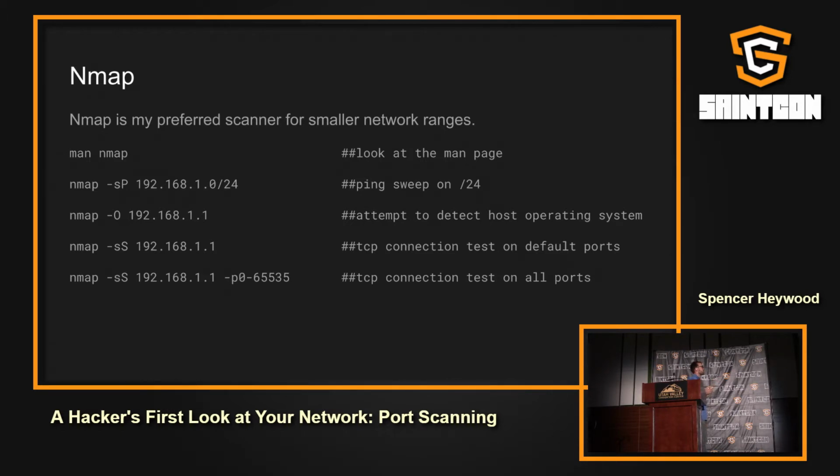This next command is nmap -sS, and this does a silent scan. So it does a TCP connection test on all default ports. There's a -p flag that you can pass to Nmap to scan more than just 0 through 1024, I believe, which are the default ports. But if you do this silent scan, it'll come back with all of the ports on 0 through 1024. It'll come back with what they're running, if they're open, or if they're filtered. That means that it's probably firewalled off.